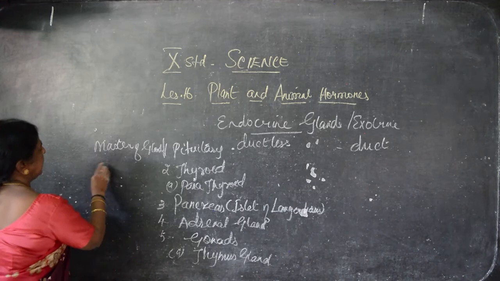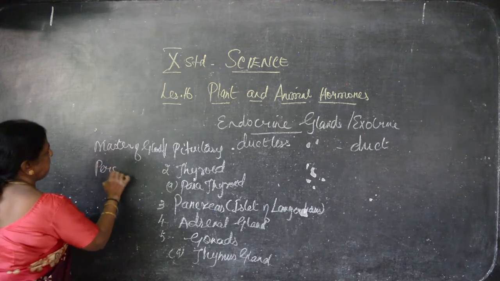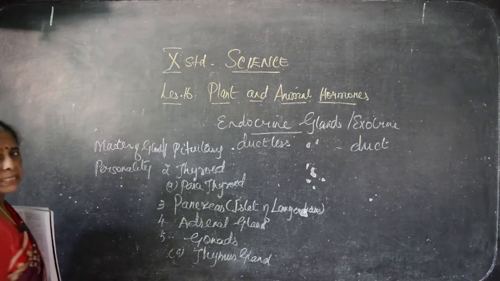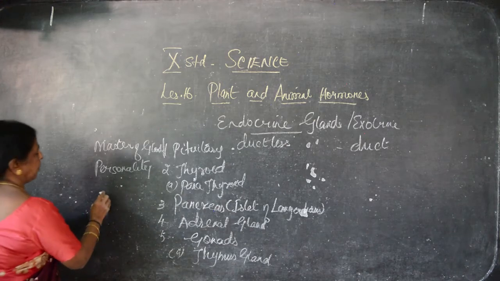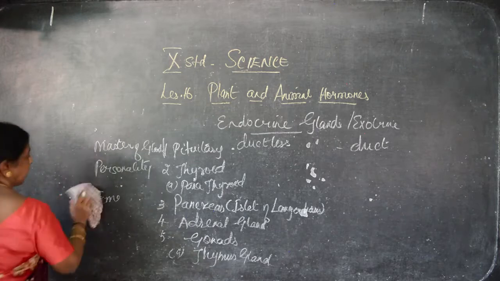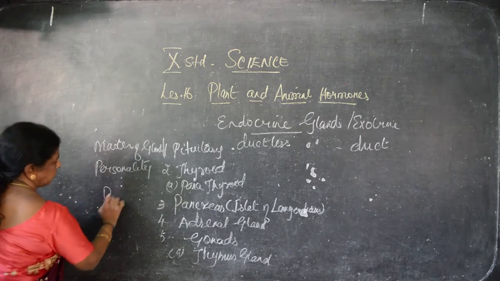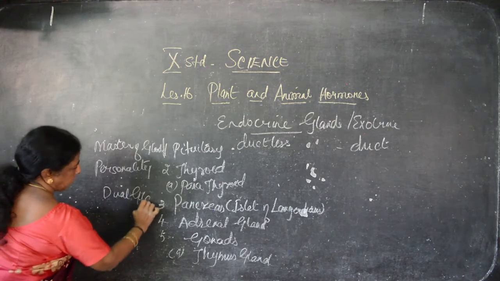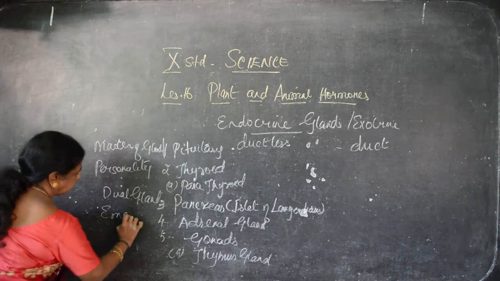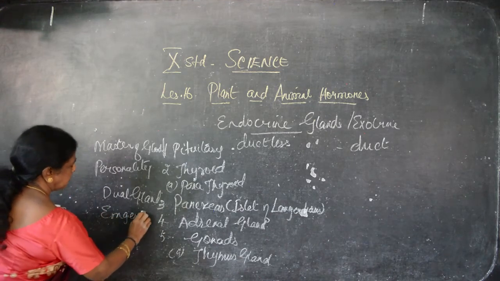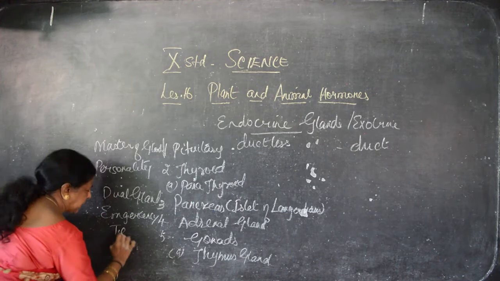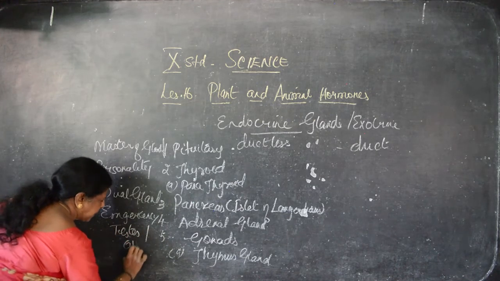Next one, thyroid. It is a personality hormone. It gives a personality to us. And pancreas, it is known as the organ of emergency. It is a dual gland. Adrenal gland only, organ of emergency. Gonads, you know, that is testes and ovaries. Testes for male, ovaries for female.